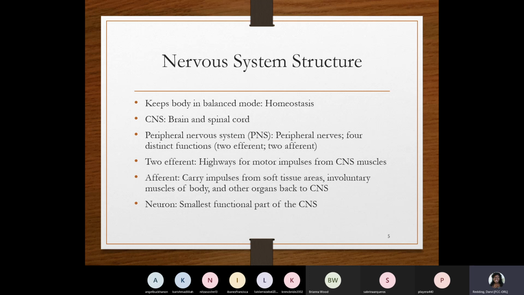Now, with the peripheral nervous system, which is abbreviated as PNS, we have peripheral nerves, and those have four distinct functions. You have two that are efferent and two that are afferent. And the examples of what are the differences between efferent and afferent. The two efferent distinct functions represent the highways for motor impulses from the CNS to muscles. And with afferent, that's where the impulses carry from the soft tissue areas, and it goes into involuntary muscles of the body and then also other organs that go back to the CNS.